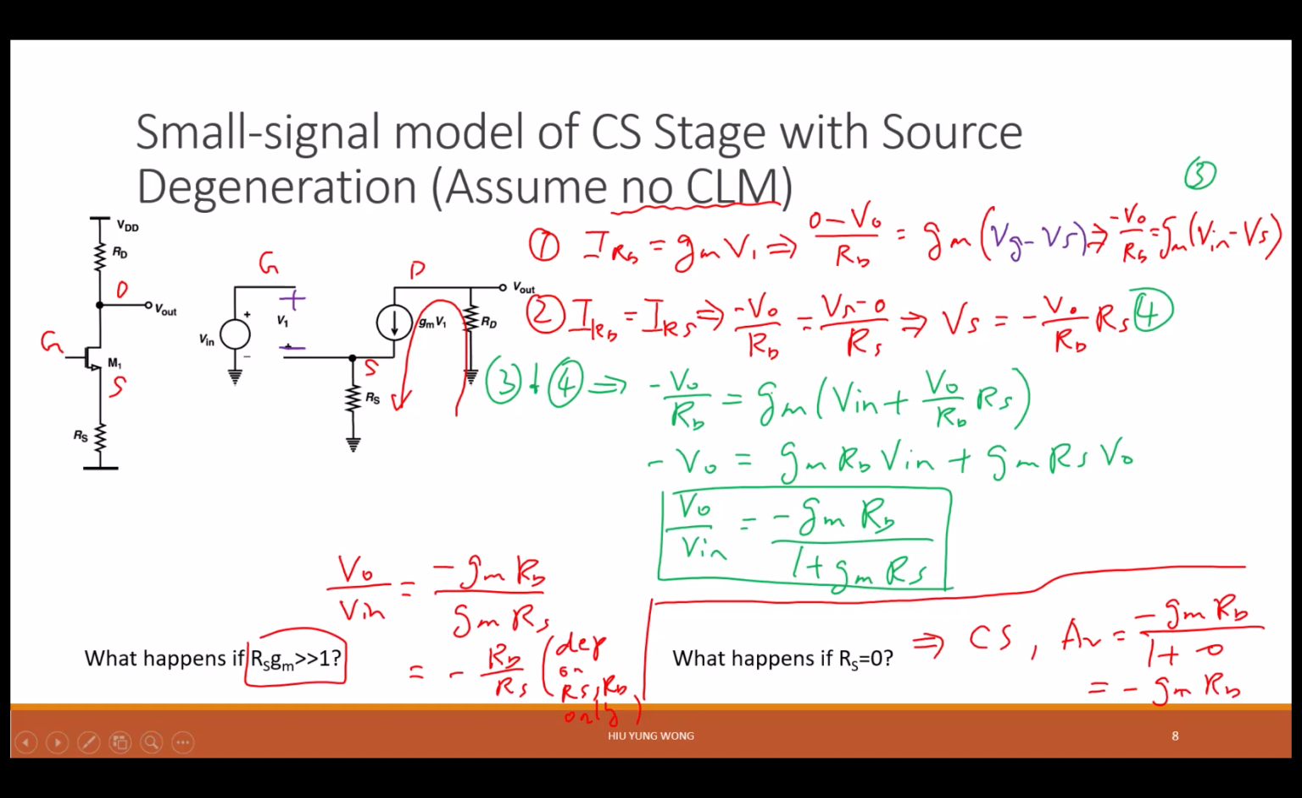What's the difference between common source and common source with degeneration? It is this resistor, right? If the resistor equal to 0, what should that be? Then it should become a common source. Then let's check the equation. Indeed, the gain becomes negative GM RD divided by 1 plus 0, which is negative GM RD. Is it the same as the common source we derived?